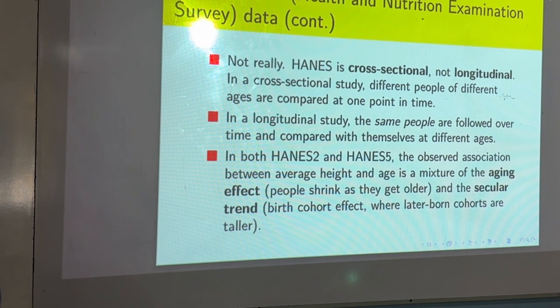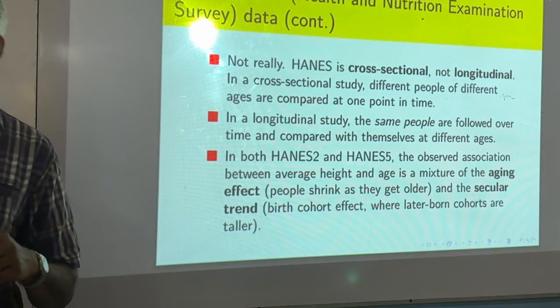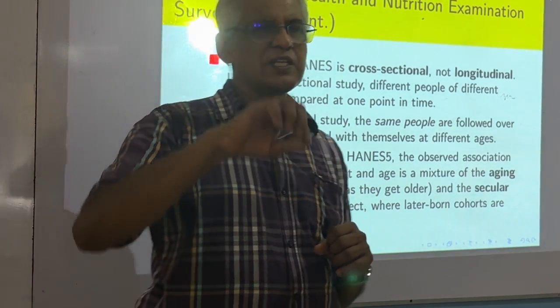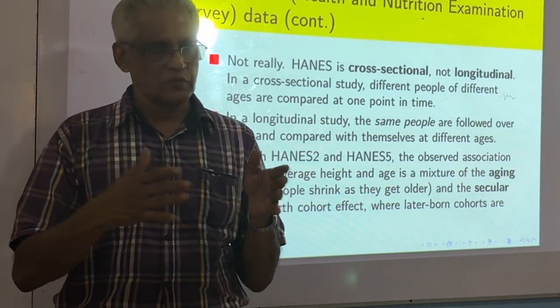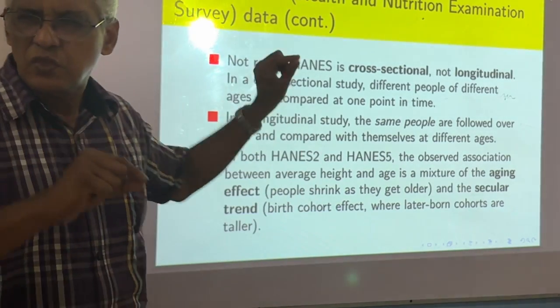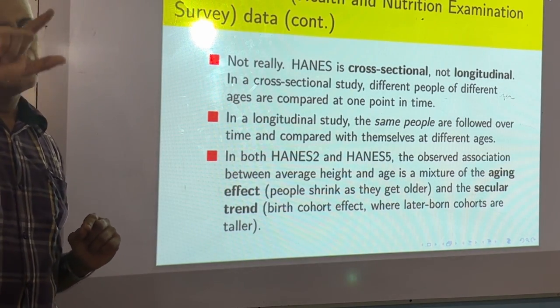In a longitudinal study, the same people are followed over time and compared with themselves at different ages. In both the first sample, HANES 2 and HANES 5, the observed association between age and average height is a mixture of the aging effect and the secular effect. So the two other words they want to explain are these. The aging effect is what I explained earlier: usually there is a small decrease of height when the same person gets older. That difference is also included in that large reduction.